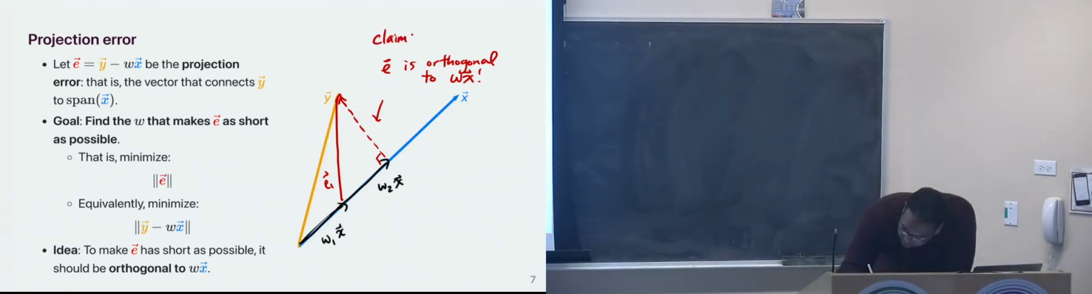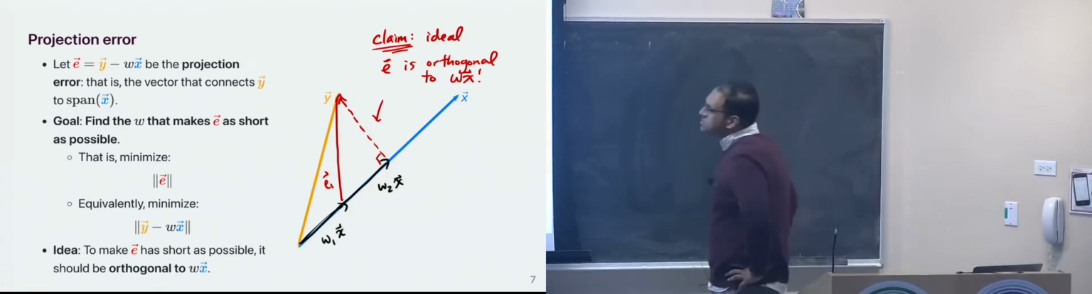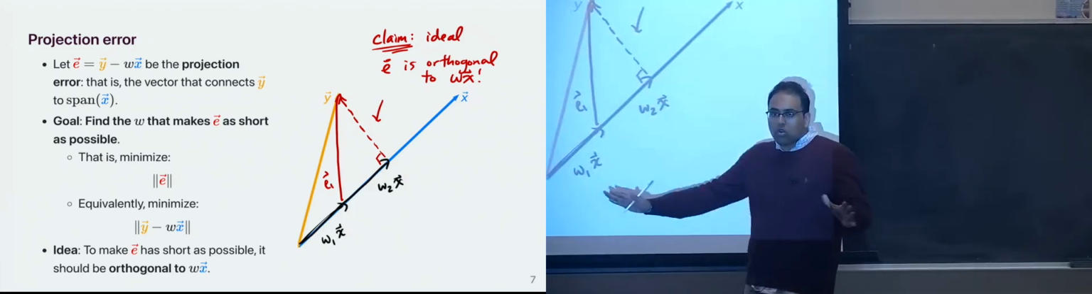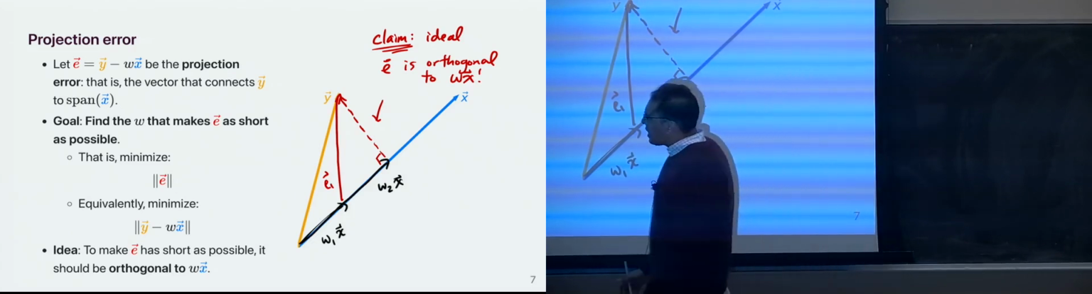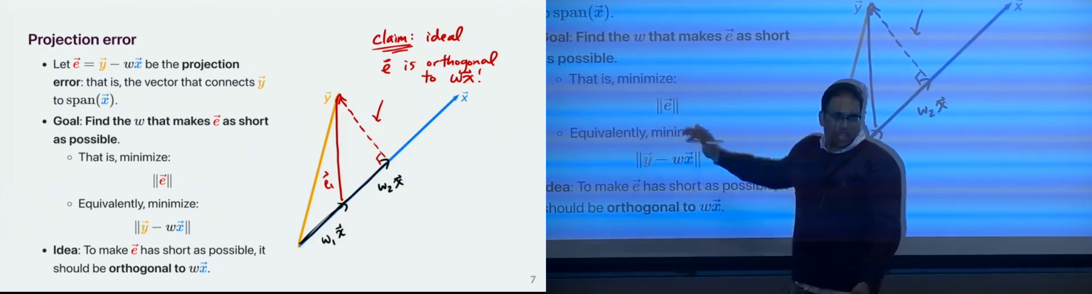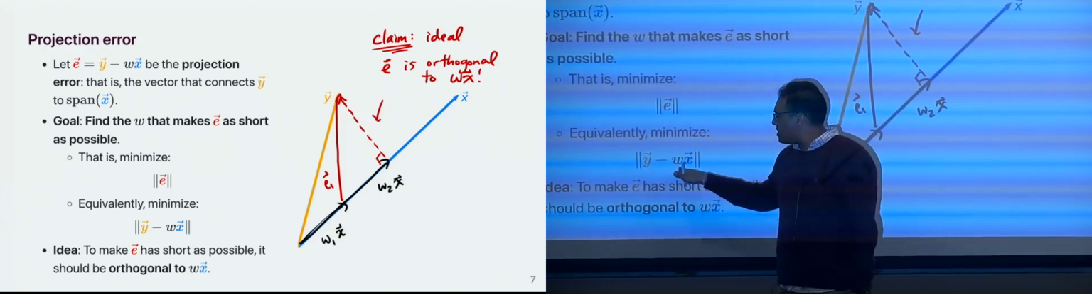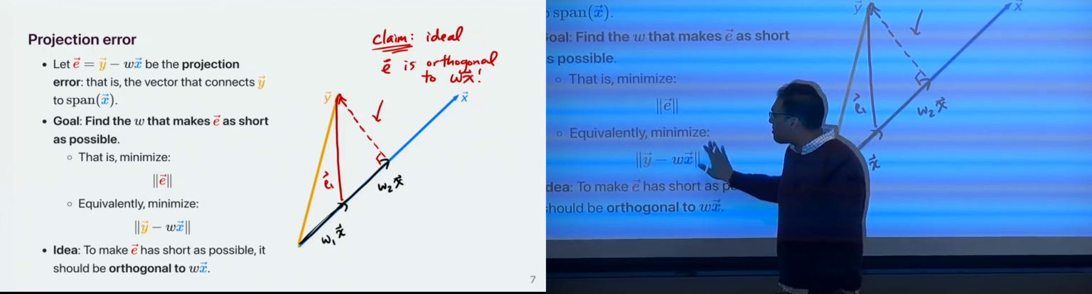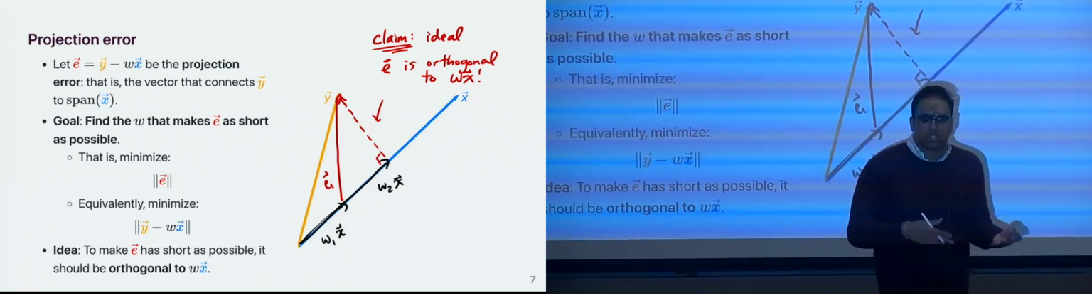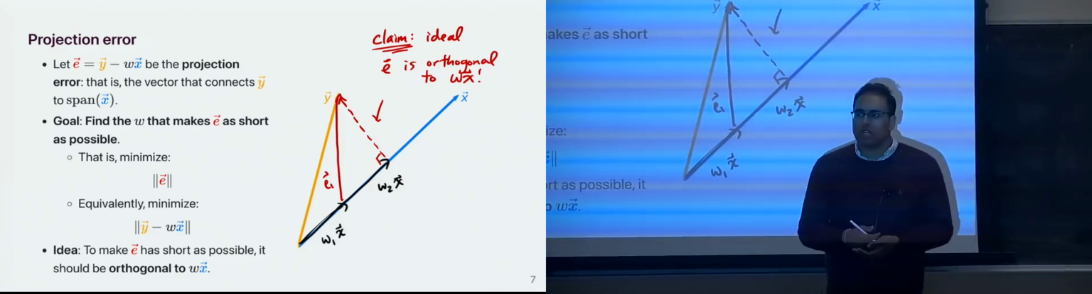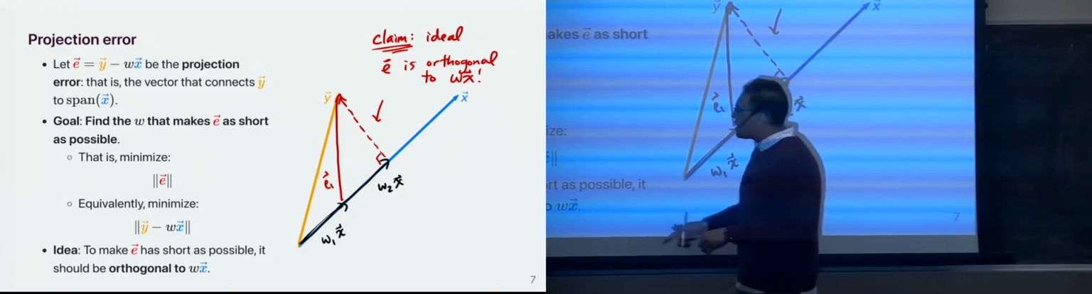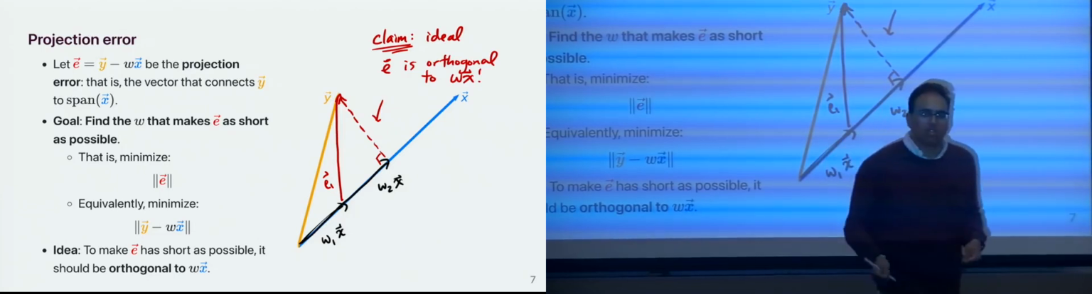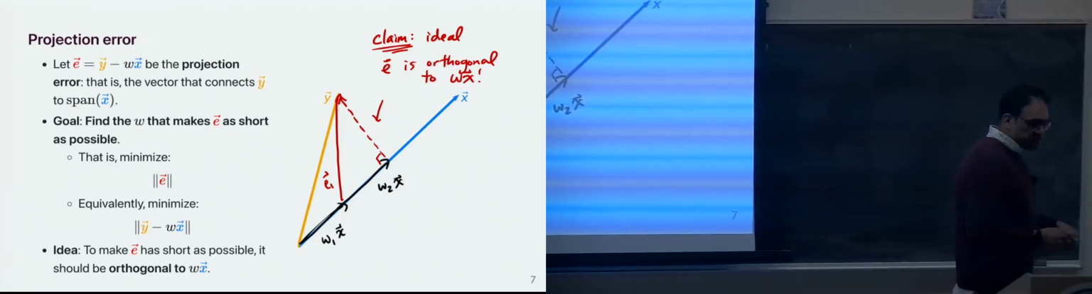So that's our claim. The ideal error vector is orthogonal to wx. Okay? And remember, our goal is to just find the w that makes the length of the error vector as short as possible. The length of the error vector is denoted as the norm of the error vector, but error is just y minus wx. And so what we're trying to do is find the w that minimizes this quantity. In some ways, this is similar to what we were doing before with minimizing mean squared error. We chose a different w, we got a different mean squared error. Same kind of thing here. We choose a different w, we get a different length of the error vector. And we want the length of the error vector to be as short as possible.